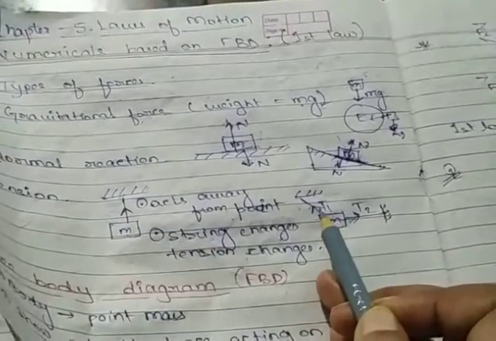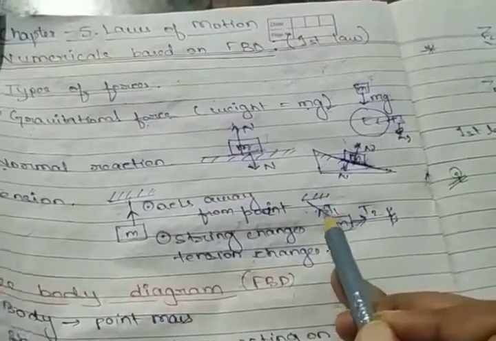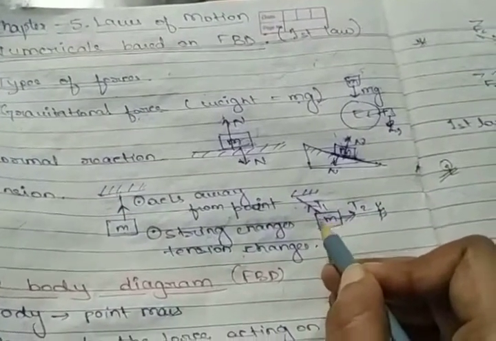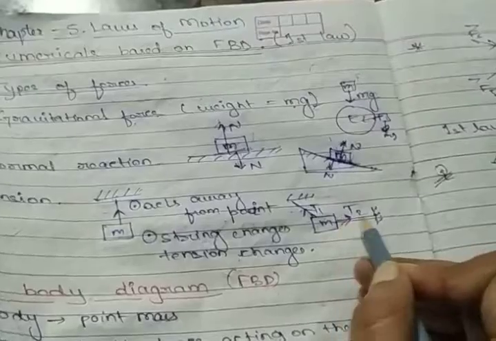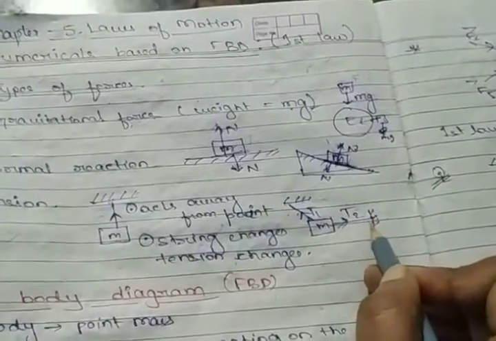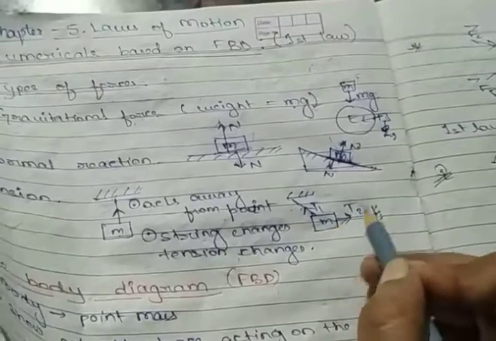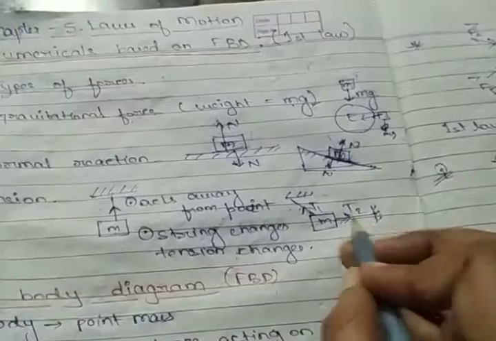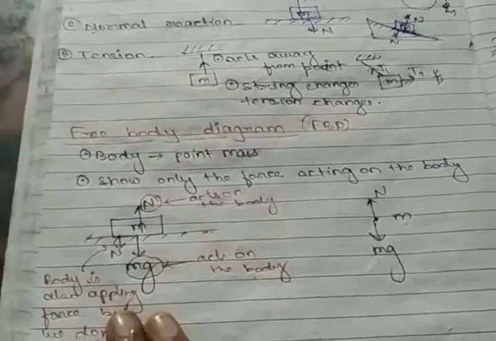And next, the tension is with respect to the thing that we are seeing. Suppose I am seeing this mass, then it is away from the body. If I would have seen this fixed point, then it will be away from here. So always away from the point that we are considering. And next, when the string is changed, the tension is also changed.